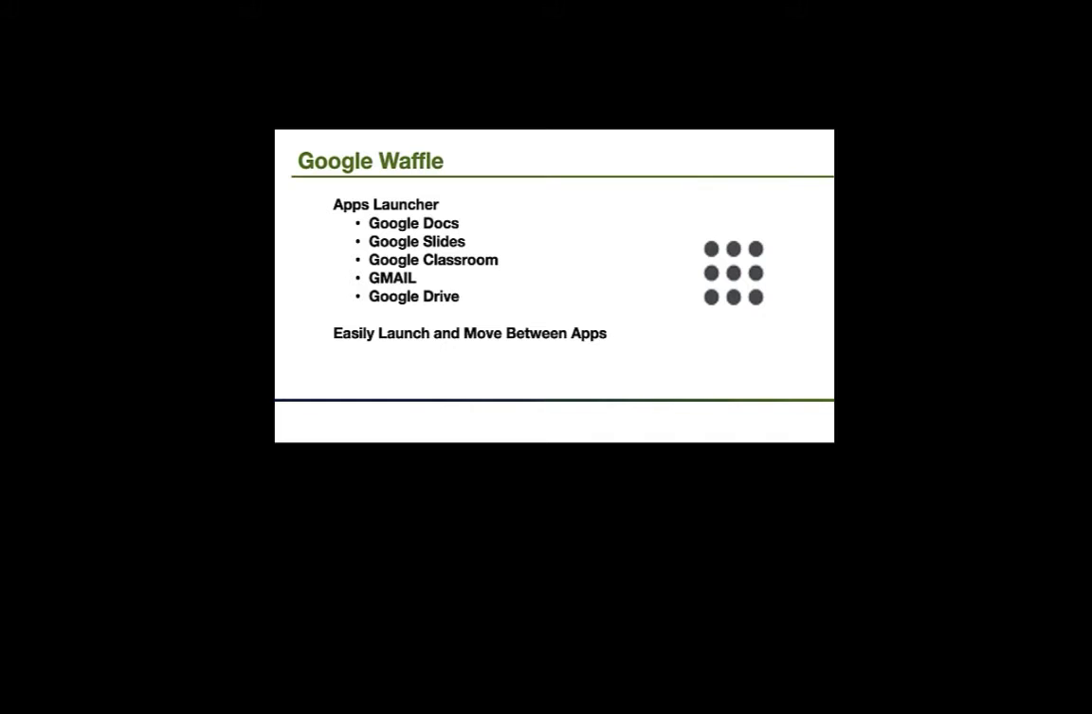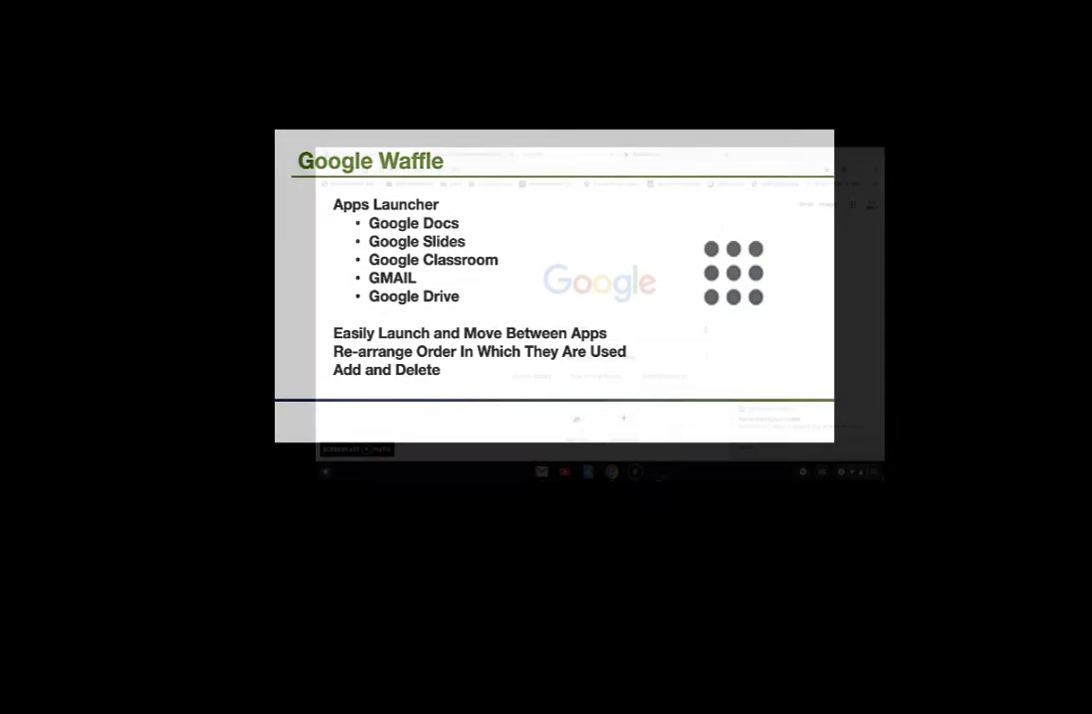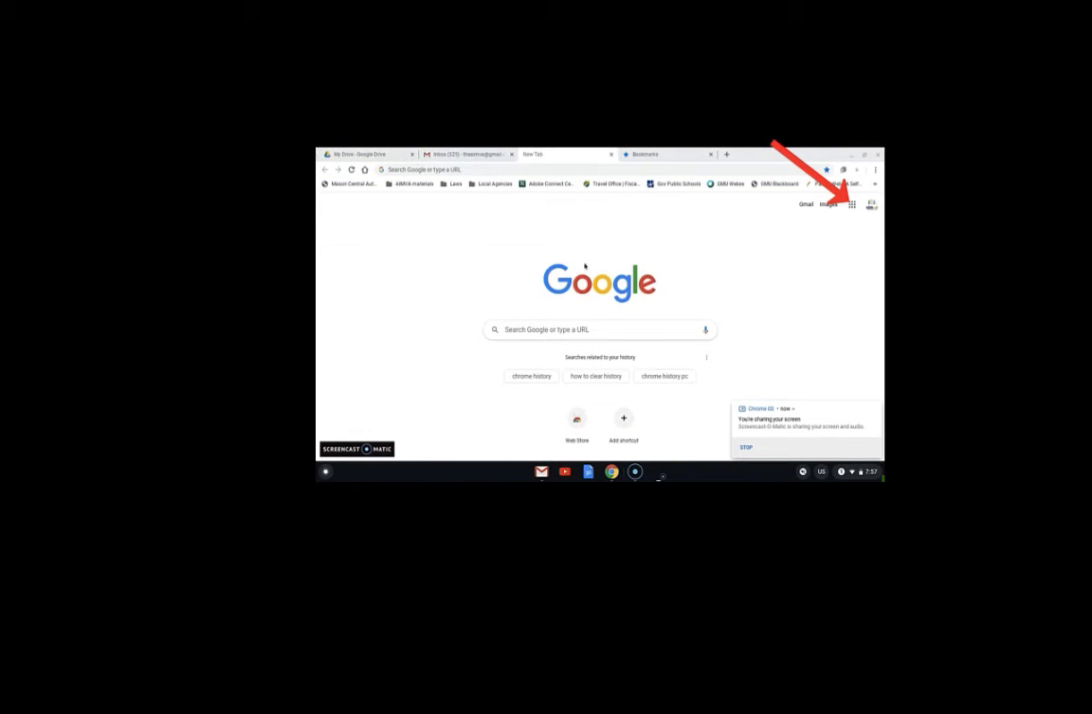But did you know that you can also rearrange the order in which you use them, or add and delete them from the waffle? To rearrange apps within your Google Waffle, simply click on the app and drag it to your preferred position.